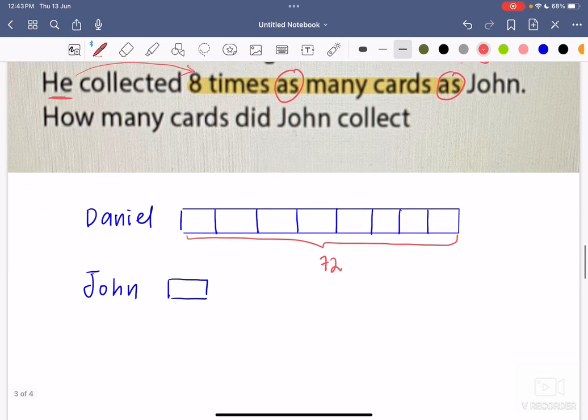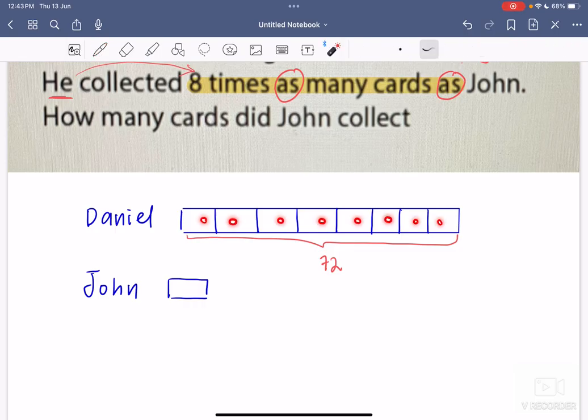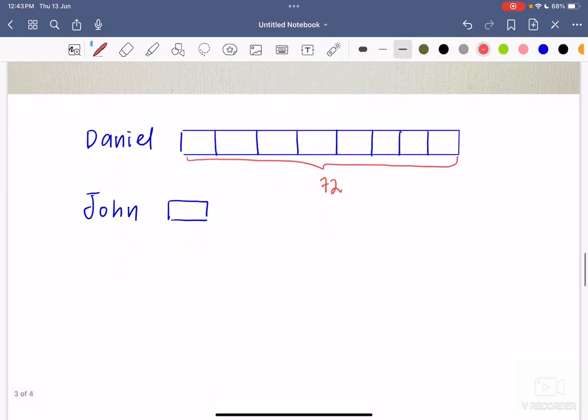And now we just need to count how many units Daniel has, which is 1, 2, 3, 4, 5, 6, 7, 8, right? We know he has 8 units, which is equivalent to 72 game cards. So 1 unit is how many?